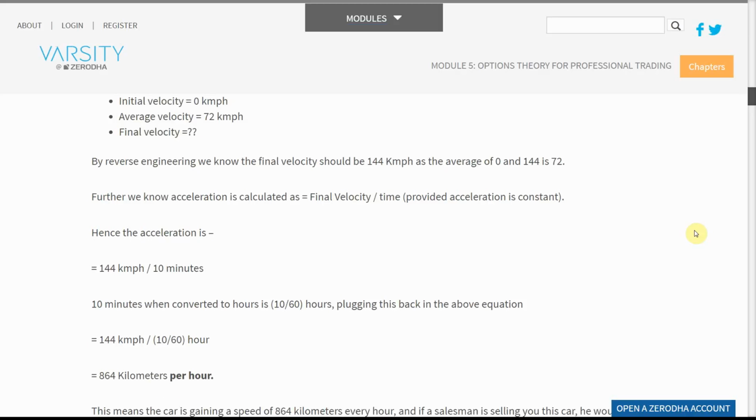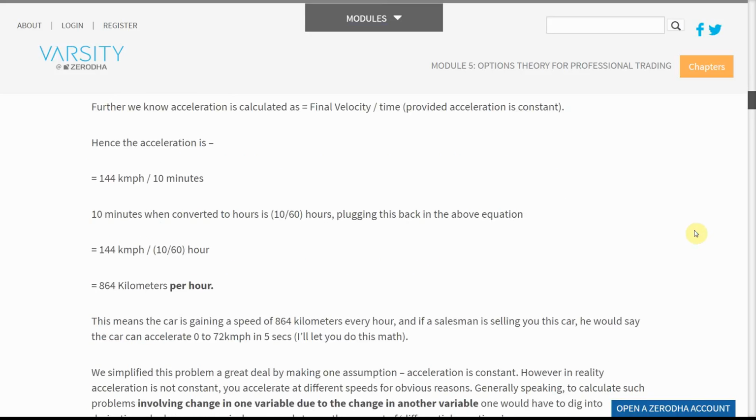Final velocity, by reverse engineering, should be 144 kmph, as the average of 0 and 144 is 72. Further, we know acceleration is calculated as final velocity over time, provided acceleration is constant. Hence the acceleration equals 144 kmph over 10 minutes. 10 minutes when converted to hours is 10/60 hours. Plugging this into the above equation, we get 144 kmph over 10/60 hour, equals 864 kilometers per hour per hour. This means the car is gaining a speed of 864 kilometers per hour every hour.